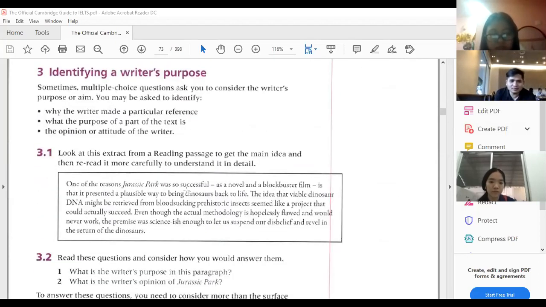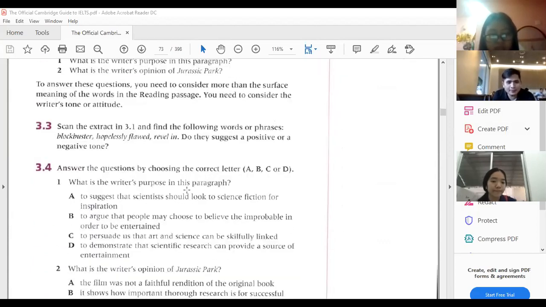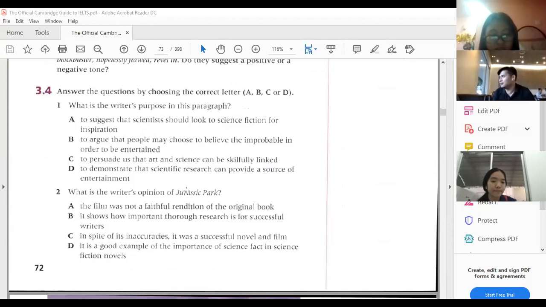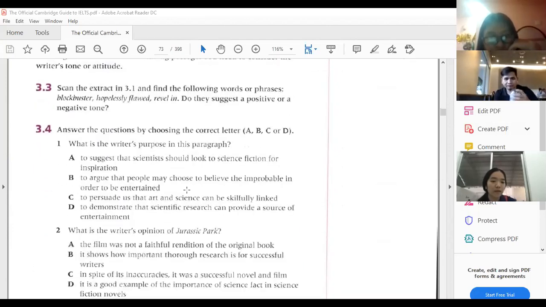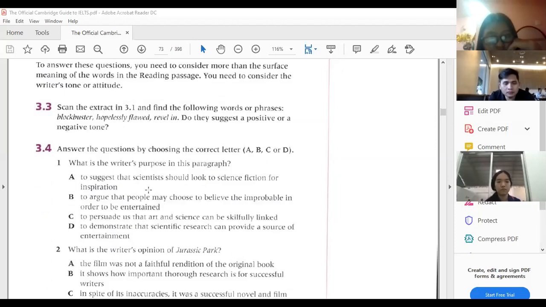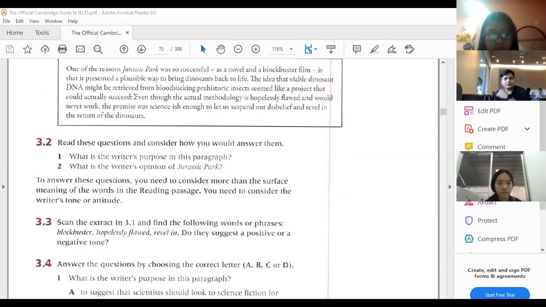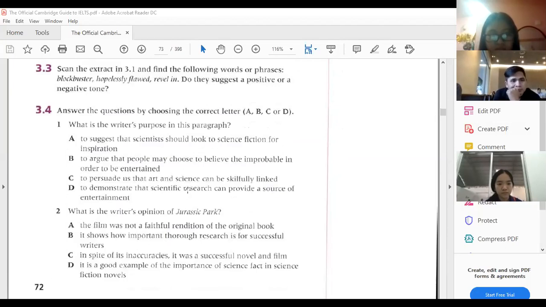Let's go on. So we will look at MCQ very quickly. Right here, there are only two questions. Very quick. So we have two questions, and we will only look at one short paragraph right here. It won't be long. Number one, what is the writer's purpose of this paragraph? In this paragraph, right here, the small one right here. Number two, what is the writer's opinion of Jurassic Park?